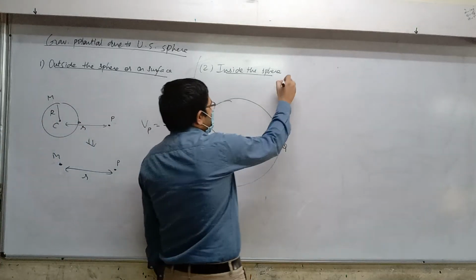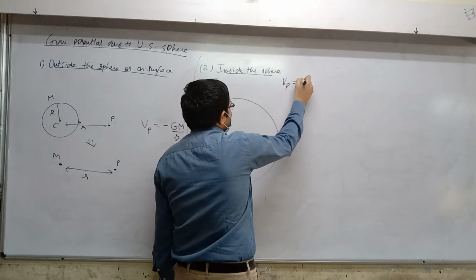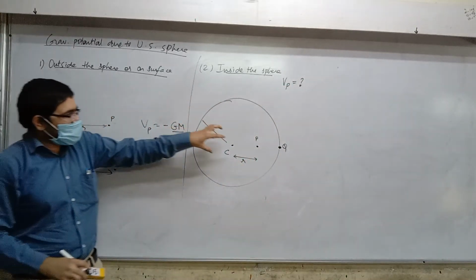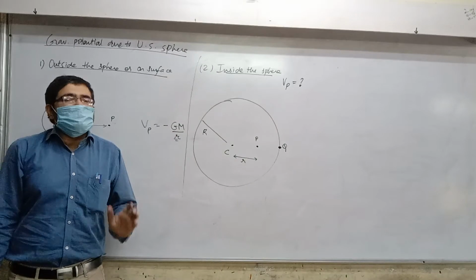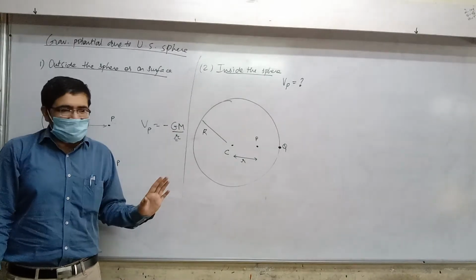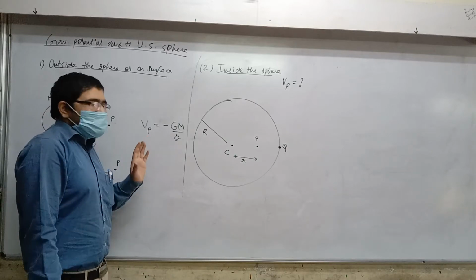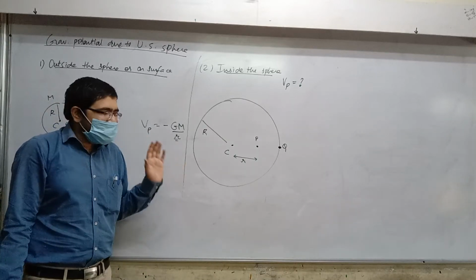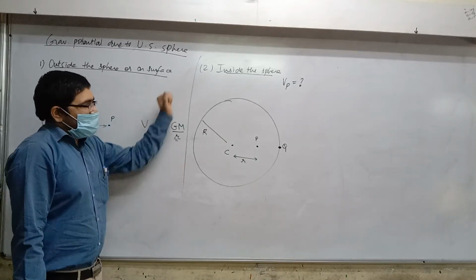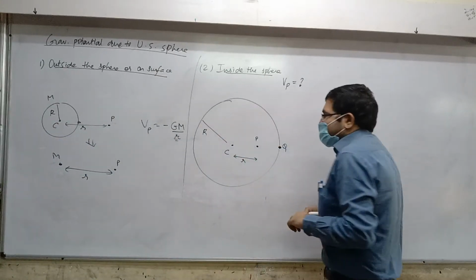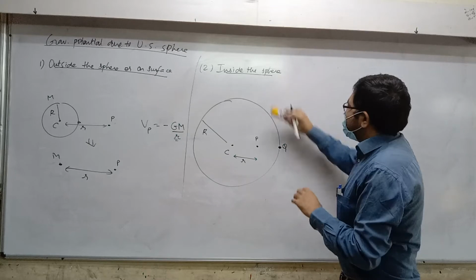Now I want to find the potential at this point P, that is, when the distance is r from the center but it is inside the sphere. Then what will be the potential? Here what we have to do is as follows. We consider the relation of potential difference.